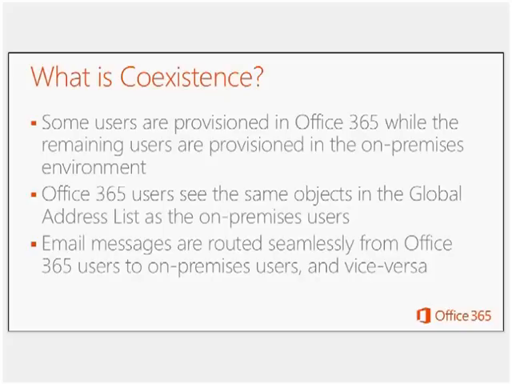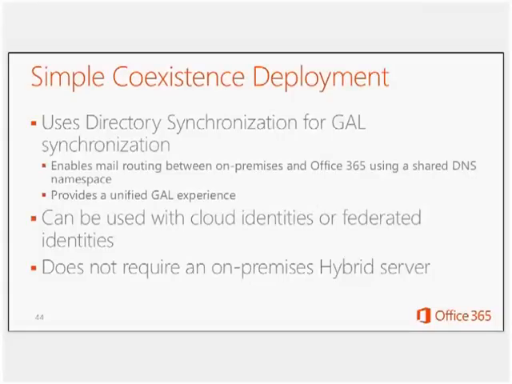Those users, no matter where they're sitting, see the same objects in their GAL. Everything is the same, and that mail is routed seamlessly from the end user perspective to Office 365 and back. So that is really what simple coexistence means. It uses DirSync for a GAL. Cloud identities are federated and does not require any on-premises hybrid server. So it doesn't require any kind of on-premises infrastructure except for that DirSync appliance.